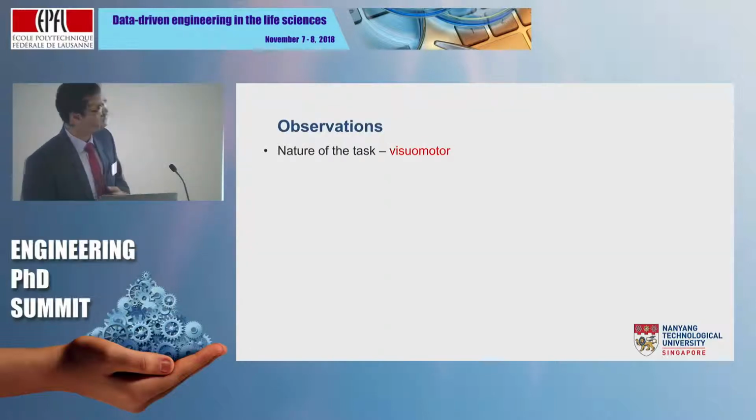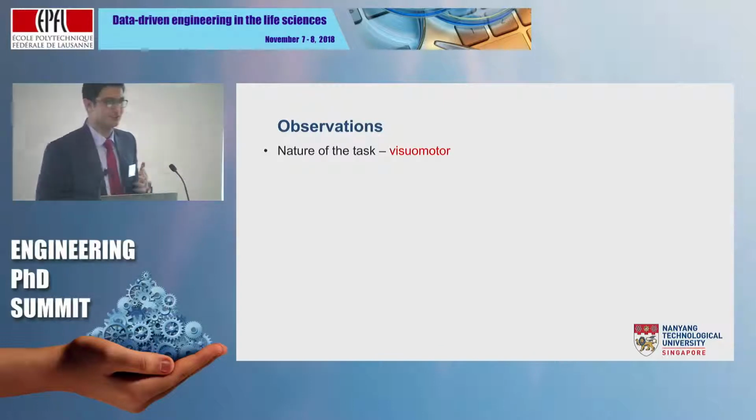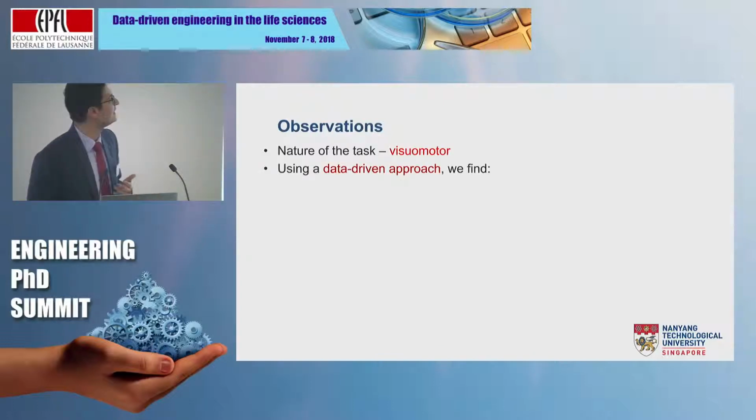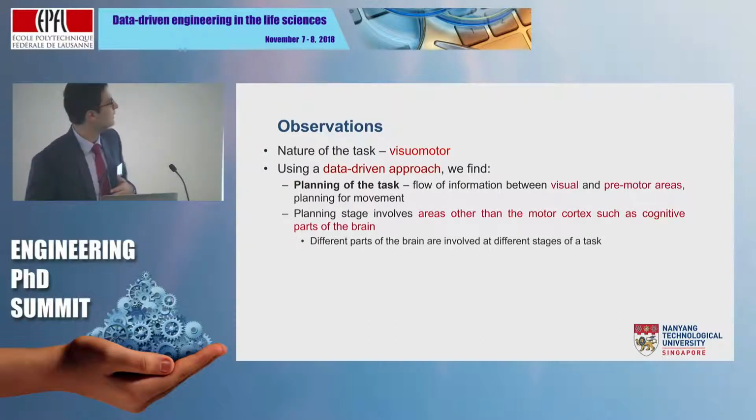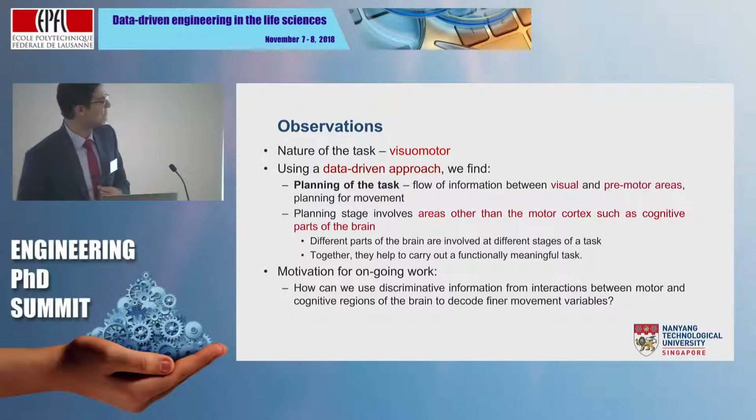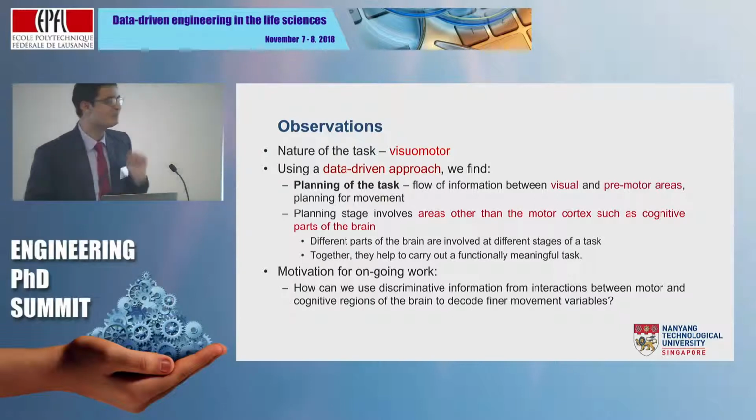So lastly, what we are able to conclude is that this is a visuomotor task, right? We cannot isolate the fact that there is visual and cognitive area processing involved along with the motor activity. So with the help of a data-driven approach, we are able to find that there's information flow happening between the visual and premotor areas. There are motor and non-motor areas involved. And in fact, this is the motivation for my ongoing work, where I use discriminative information from whole-brain networks in the cortical space to identify finger movements and more complex fine movements.